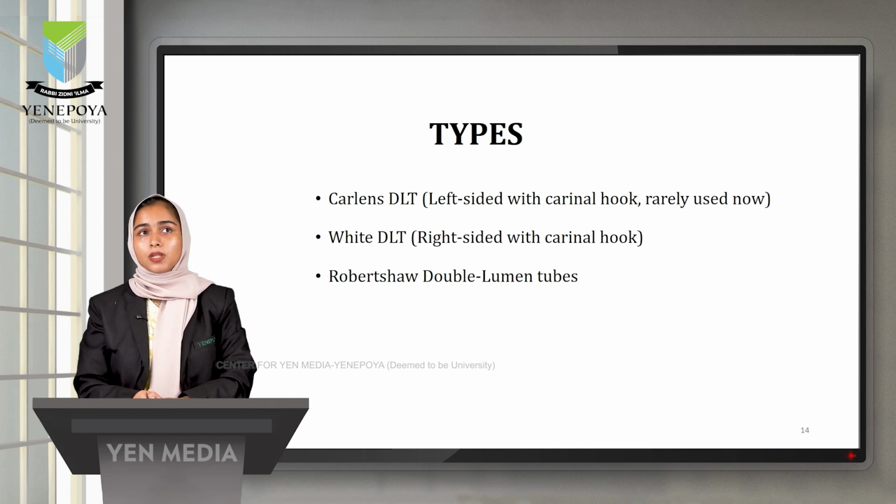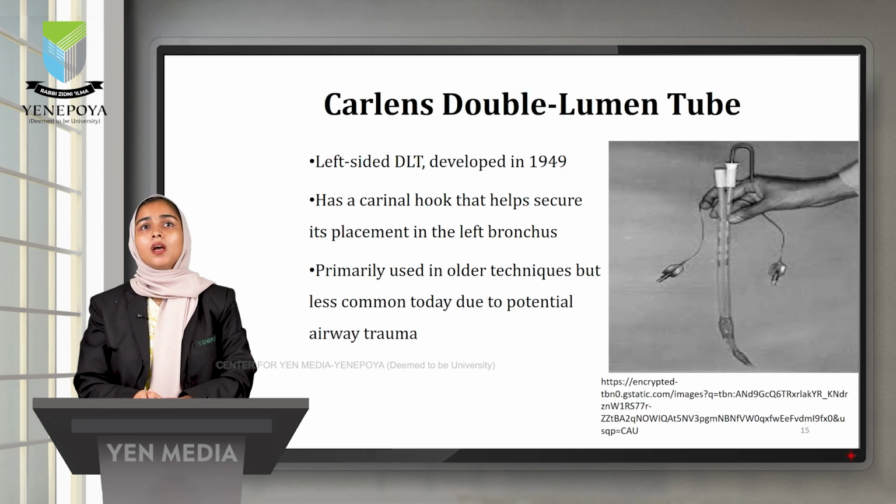They are Carlen's double lumen tube, White double lumen tube, and Robertshaw double lumen tube. Carlen's double lumen tube is a left-sided double lumen tube and it was developed in 1949. It has a carinal hook that helps secure its placement in the left bronchus. It is used in older techniques but less commonly today due to potential airway trauma.